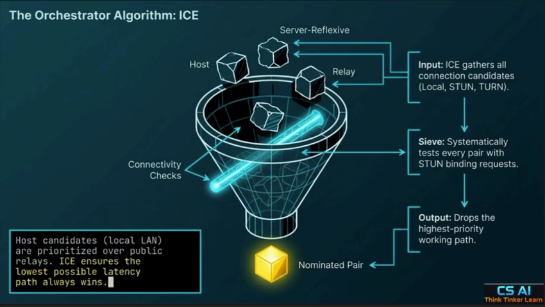The orchestrator that manages all these possibilities is the ICE algorithm, Interactive Connectivity Establishment. ICE doesn't just pick a path, it gathers every possible candidate: local IPs, STUN reflexive IPs, and TURN relays. It then systematically tests every pair to find the one that works with the lowest possible latency. ICE ensures that a local LAN connection is always prioritized over a public relay, keeping your performance as high as possible.